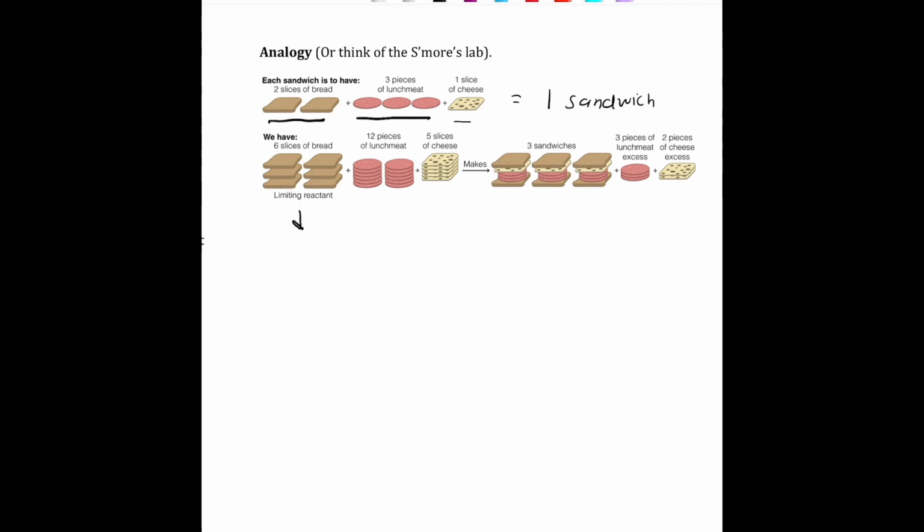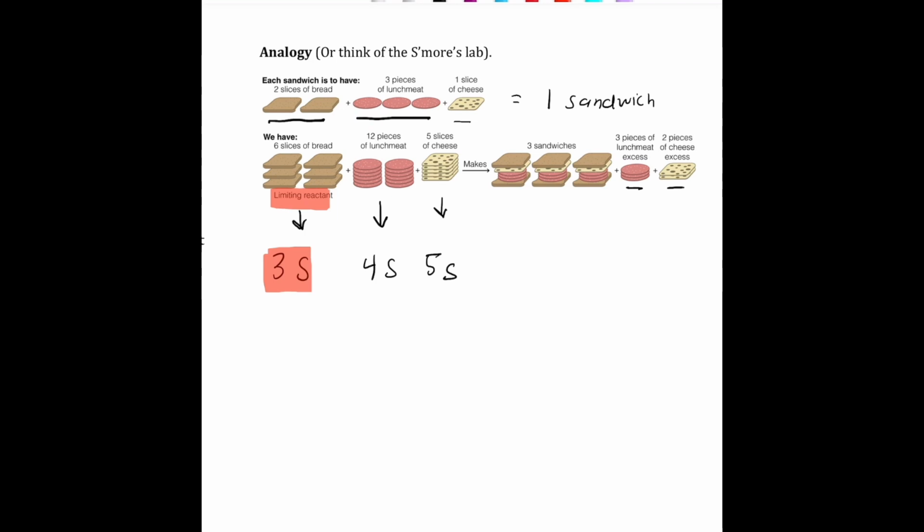If we have 6 slices of bread, then we could make 3 sandwiches. 12 pieces of meat, we could make 4 sandwiches. 5 slices of cheese, we could make 5 sandwiches. Since we're limited by the amount of bread, we don't have enough to make any more than 3 sandwiches. It becomes our limiting reactant. So we make our 3 sandwiches, and then we're going to see what's left over. Well, we'd have 3 extra pieces of meat left, and we would have 2 extra pieces of cheese.